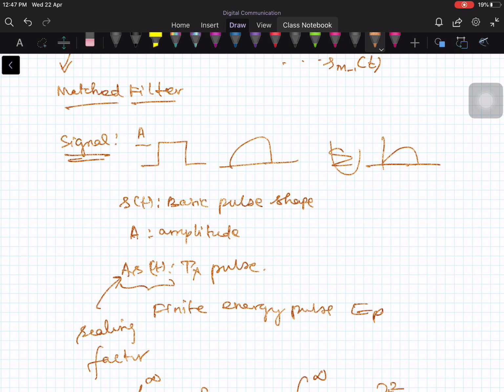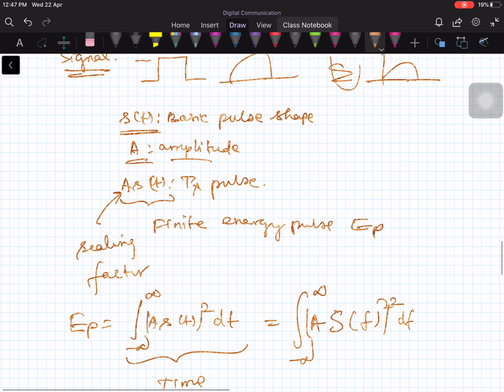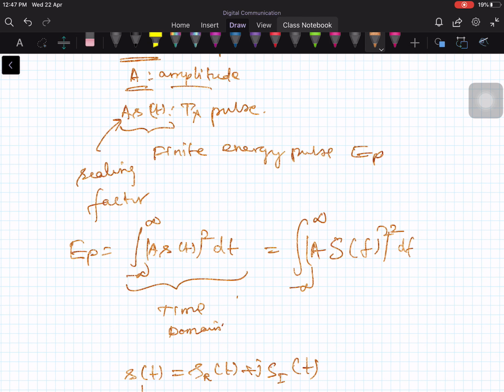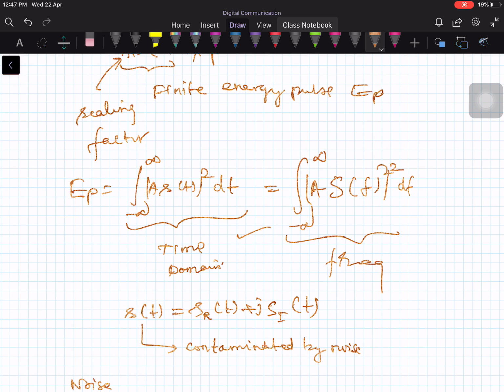Then, after that, we said that at the transmitter we have the signal, and in the channel noise is added. So we have two components, signal and noise. The signal has the basic pulse s(t), and the basic pulse has a certain amplitude A, a scaling factor, and you are transmitting this pulse A times s(t). We assume that this s(t) has finite energy, and the energy of the pulse can be calculated using this formula in the time domain as well as in the frequency domain using Parseval's theorem. This is the relation between time domain and frequency domain.